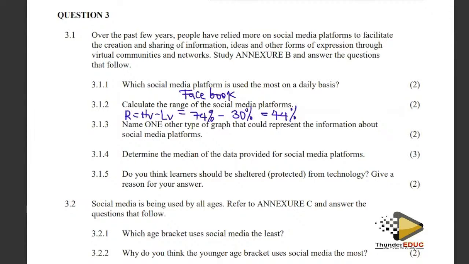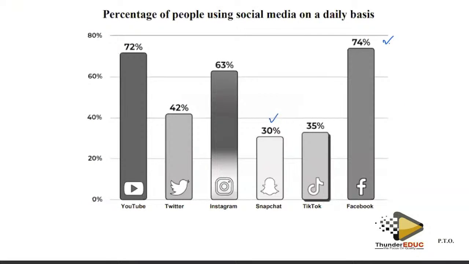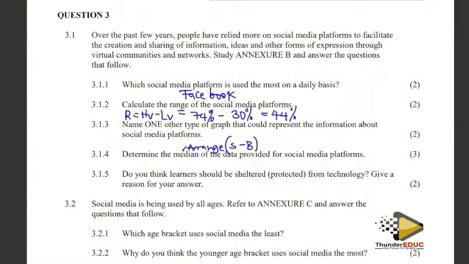All right, 3.1.4. Determine the median of the data provided for social media platform. The median. When you look at a median, what has to come in your head is the middle number after you have arranged, in most cases, from small to big. We arrange them and we put them down. Smallest takes position number one, second smallest, position number two, then third smallest, fourth, fifth, and sixth.